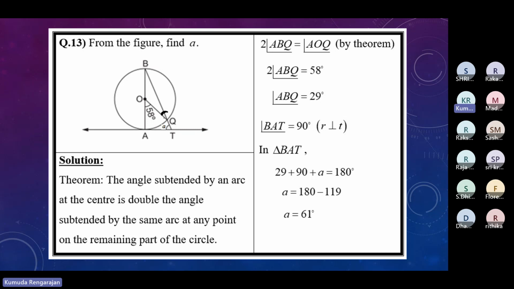If this is 29, by using the angle sum property, again, you can find this angle. This full angle you can find. Now in the quadrilateral, this is 90 degrees. This is 58 degrees. This angle is whatever. So you can find the fourth angle A.